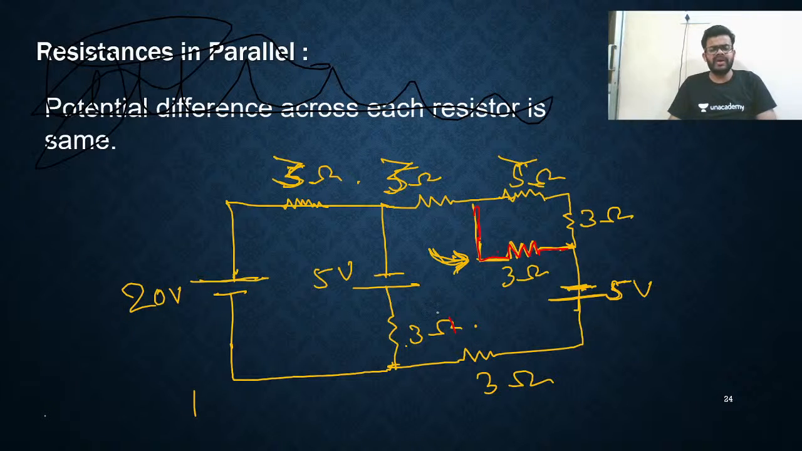Come on. Find the current through this red branch. Shall I solve? You can use KVL. If you want, you can use KCL. It's your wish.